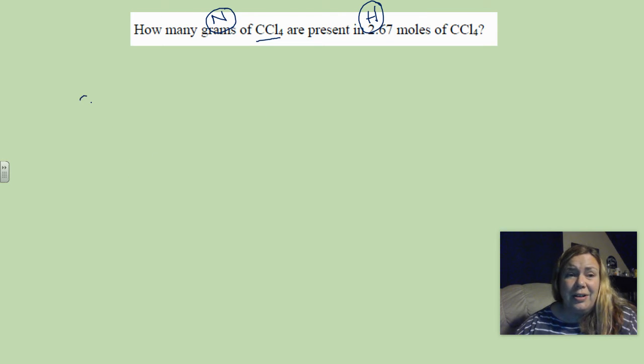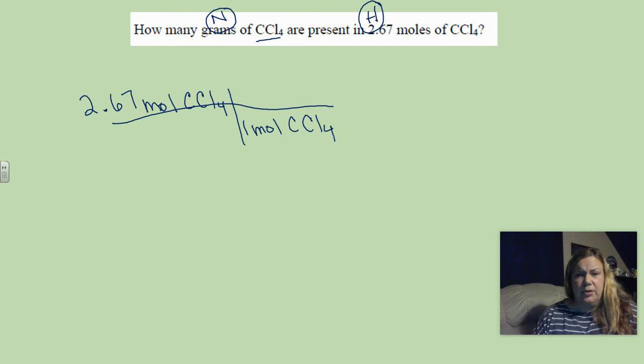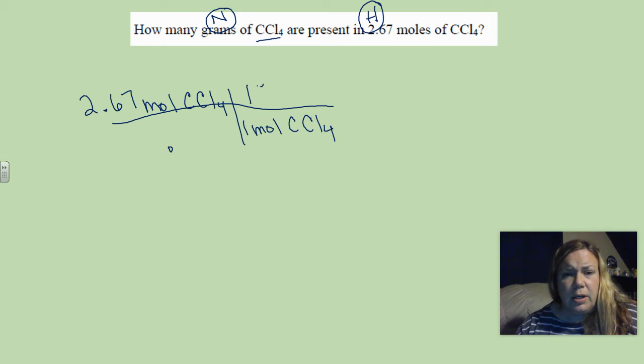So we're going to do very much what we've done in Chem 1. We have 2.67 moles of carbon tetrachloride, and to go from moles to grams, we're going to use the molar mass. Carbon tetrachloride's molar mass would be 35.5 times 4 plus 12. We're going to get 154 grams of carbon tetrachloride.